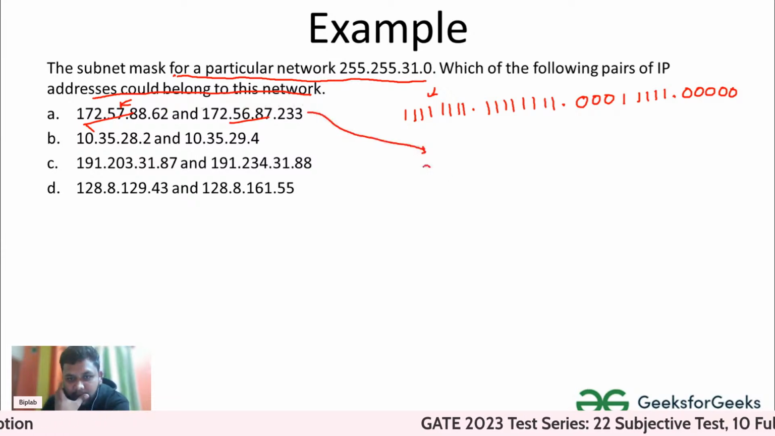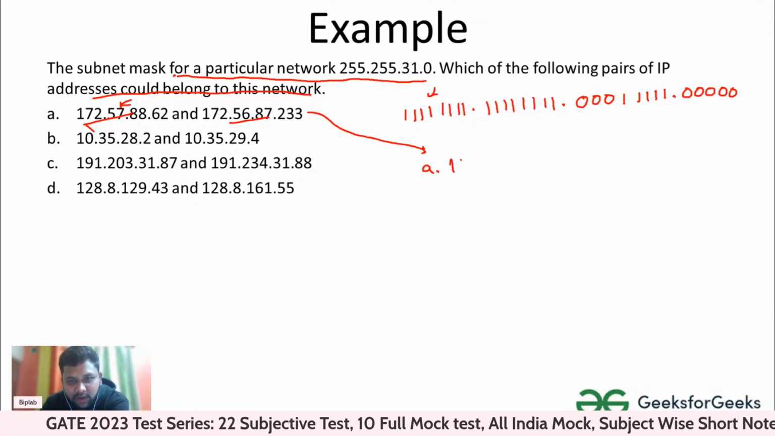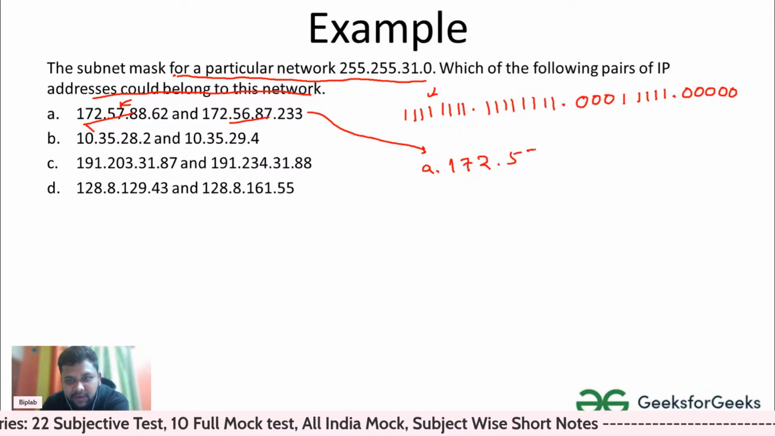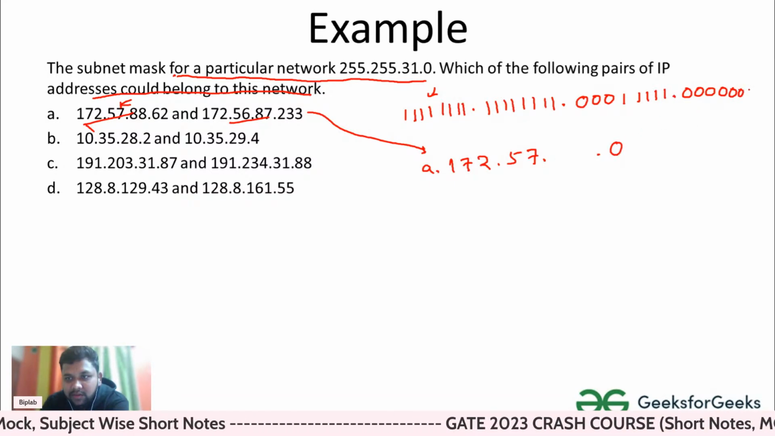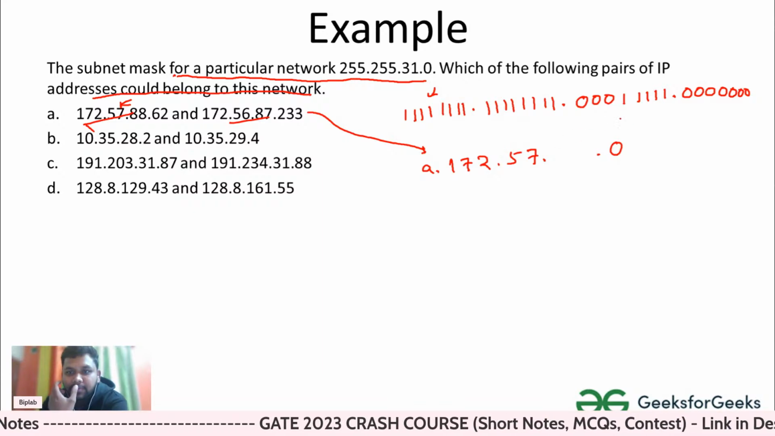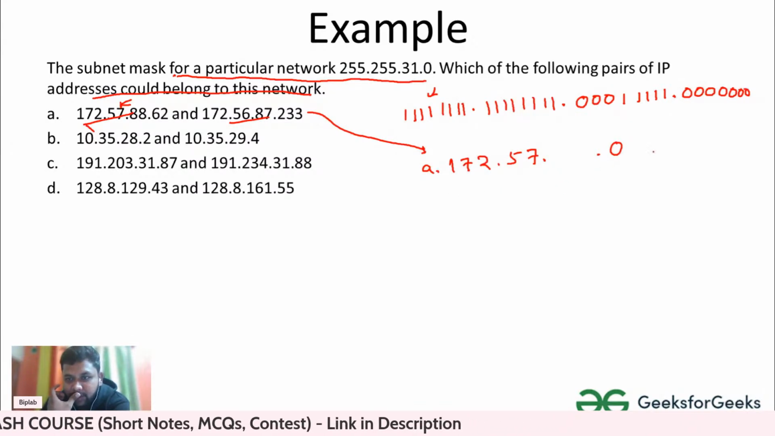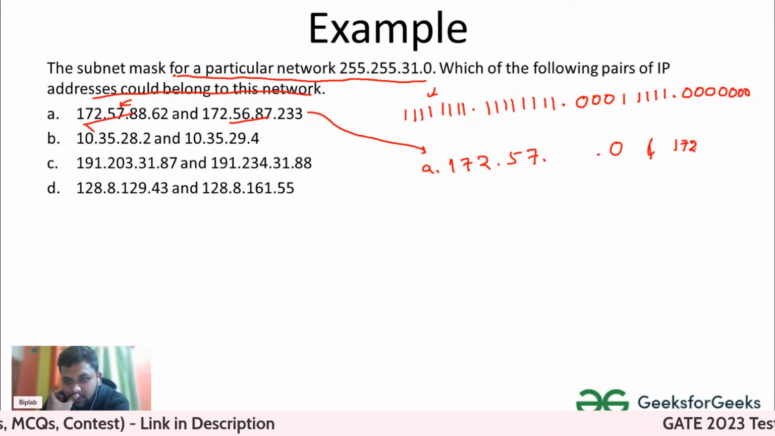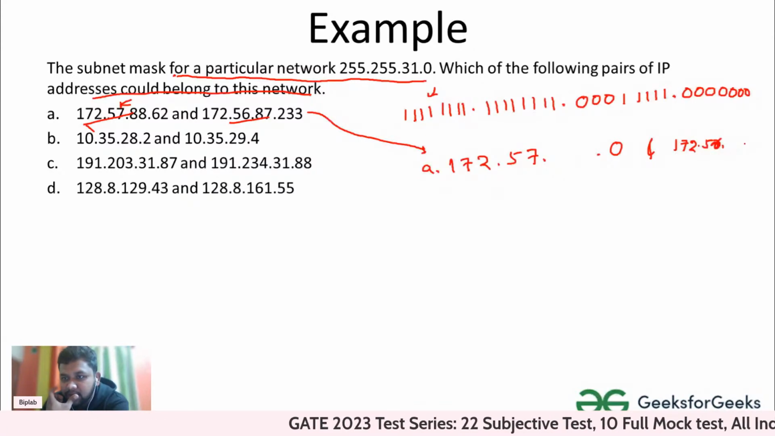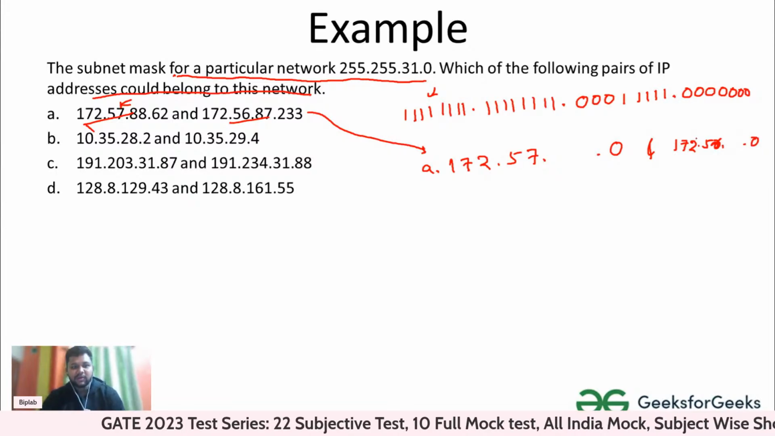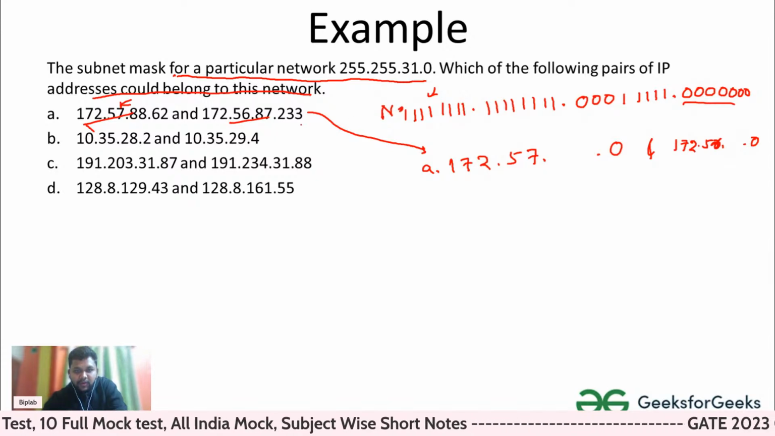Let's write it as A. What will be your network IDs? Now the first octet is all ones, so you can write it directly: 172.57. Now for 88 you have to calculate, and the last one will be 0 because all are zeros here. Now what will be the third one? For that perform AND operation here. Now here you have 56, and there can be something here, and the last bit is obviously 0 because all are 0. We are performing AND between this subnet mask with these IP addresses.